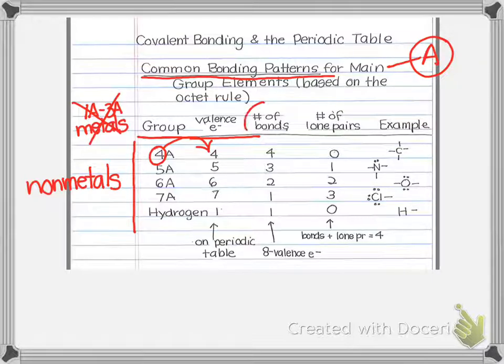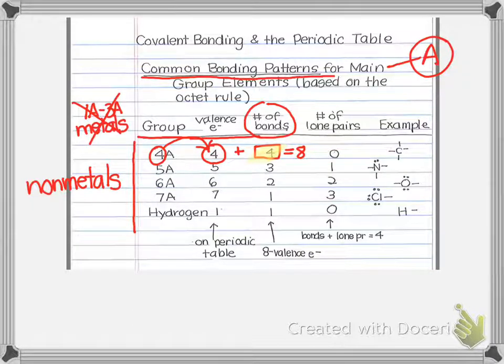So how can we predict the number of bonds? Well, remember, they're trying to get 8 electrons. So if, for example, in group 4A, like carbon, I already have 4, I would need 4 more to make 8. So what I predict is that carbon will form 4 bonds, right? Because I need 4 more electrons. Well, let's continue with that thought.